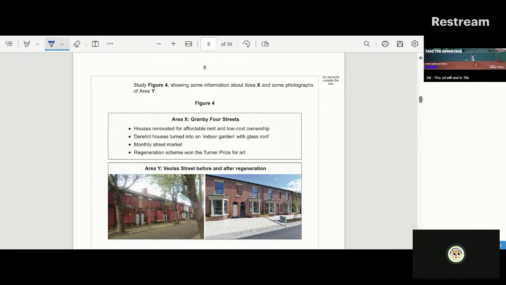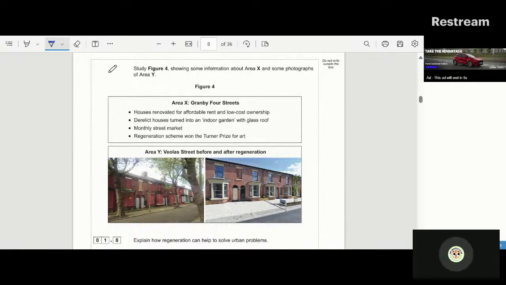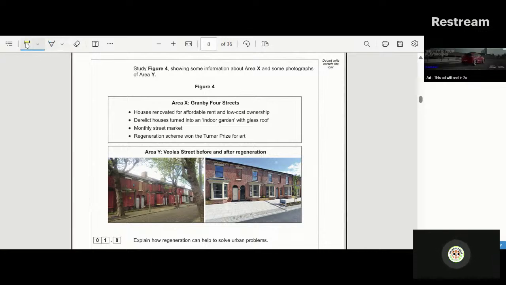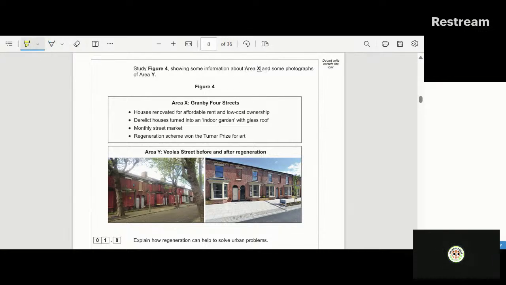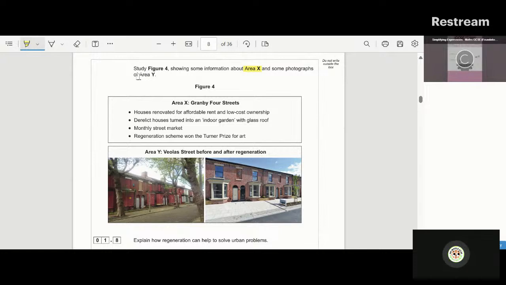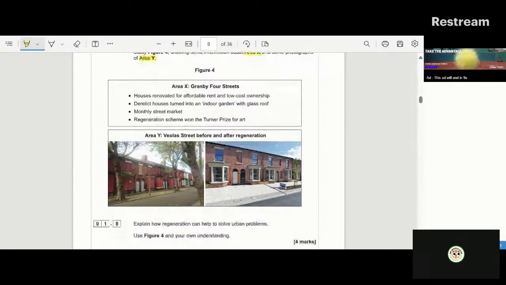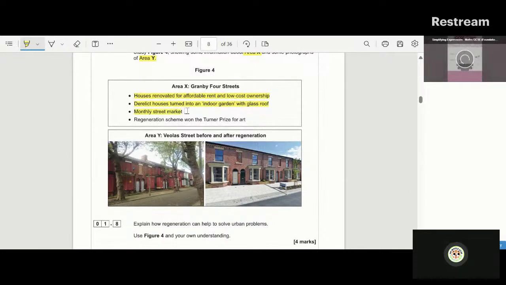Okay. There are 3 sections, but for section C, you only answer one of them. Study figure 4, showing some information about area X and some photographs of area Y. So both of these areas have been urban regenerated. Area X, Granbury 4 streets, houses renovated for affordable rent and low-cost ownership, derelict houses turned into an indoor garden with glass roofs, monthly street market, regeneration scheme won the Turner Prize for Art.